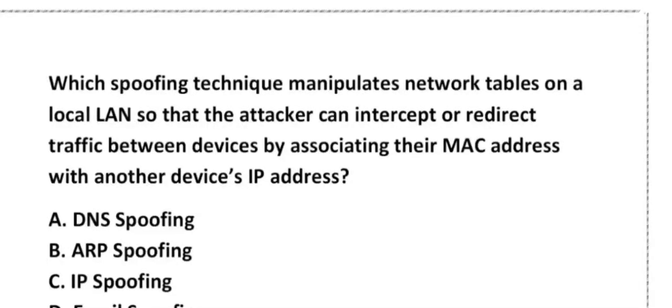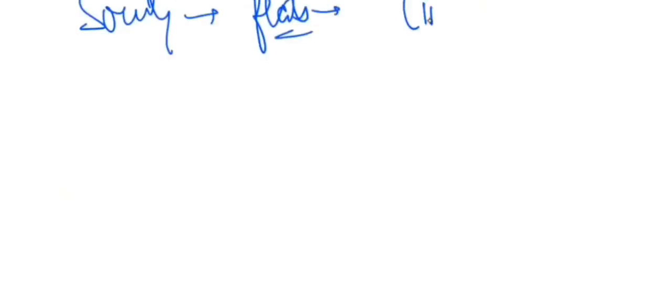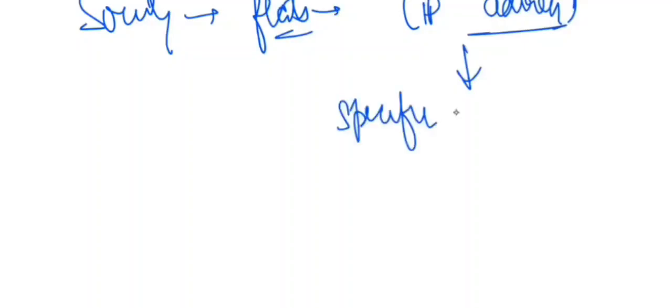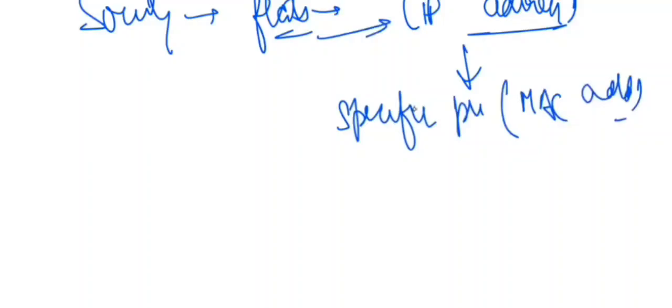Very good question. To understand this easily, let's break it down. First of all, let's understand the basic concept and then we will go to the question. Imagine that you live in a society and there are many flats, right? Take each flat as an IP address. Each flat belongs to a specific person. That is called the MAC address.